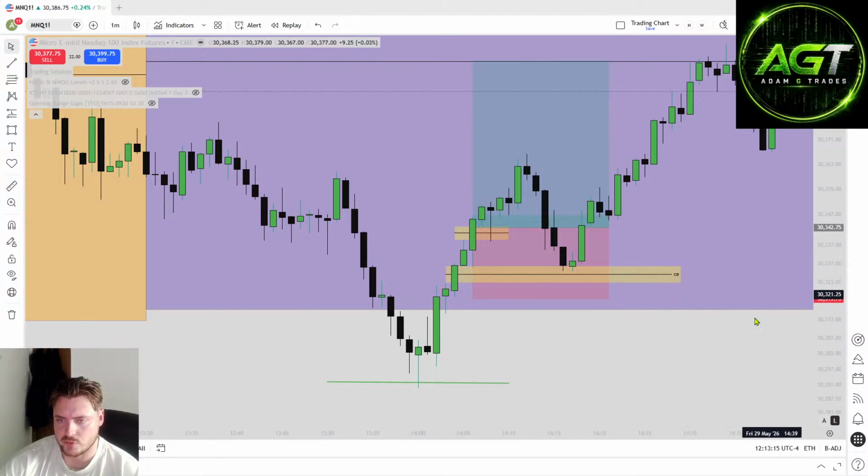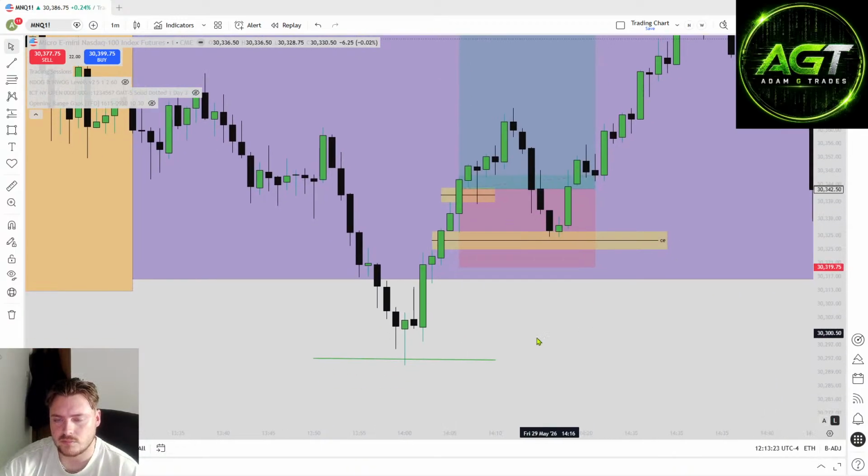Right, so that's the first one. Now, whilst we're on the topic of fair value gaps, you also have inverse fair value gaps, meaning if a fair value gap gets disrespected, meaning if we come through, it's likely to be used as an inverse fair value gap. So let's remove this one from the chart.